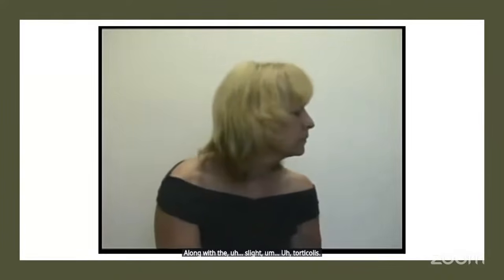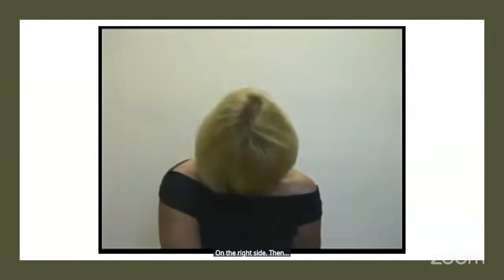Like here we can see the patient is having both yes and no head tremor, along with slight torticollis on the right side. Antecollis movements are also present along with the retrocollis.